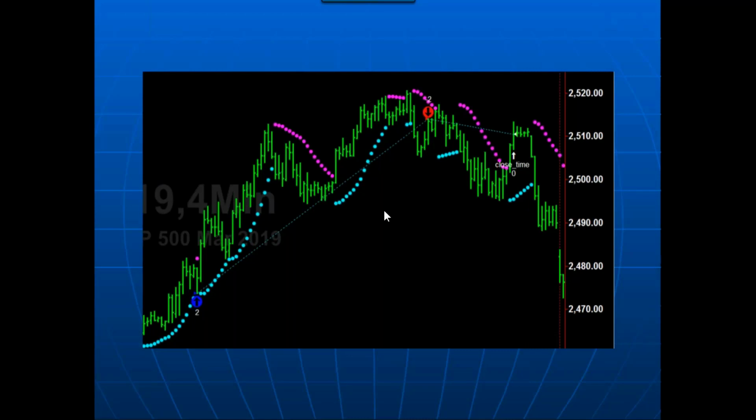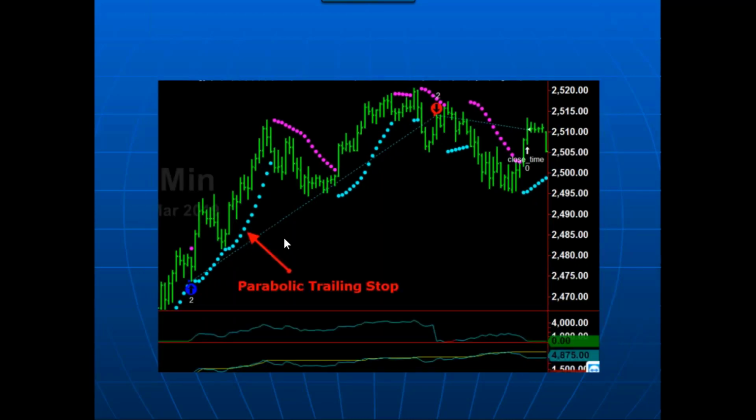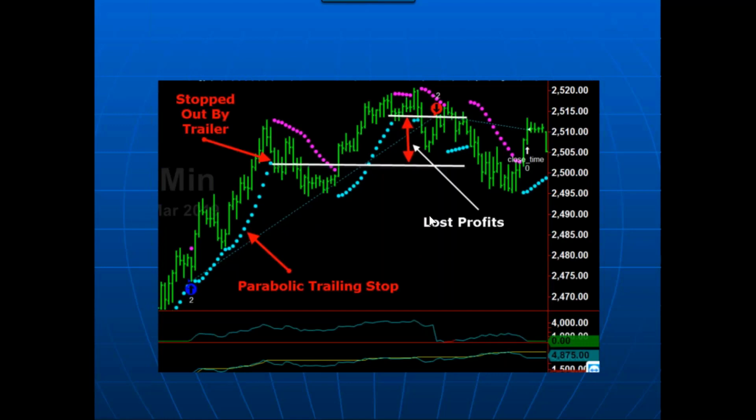Now here's a graphic example of what happened to us. Here's the parabolic trailing stop, the little blue dots. We're stopped out by the trailer at the point designated here by the red arrow. But here's what happened to us. We lost profits of all of this amount that could have taken place had we gone all the way up to the reversal. So there's what you left on the table.